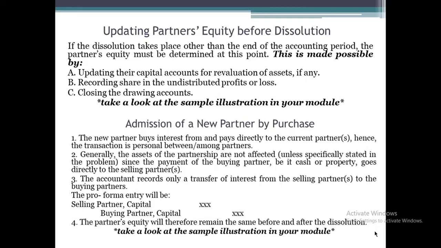Ayan. Letter C is closing the drawing accounts. Ayan. So, closing the drawing accounts, sabi nga natin is yung i-close na lahat ng withdrawal accounts ng mga partners. So, i-zero natin yung withdrawal accounts ng mga partners, ililess natin sa kanilang capital contributions or capital accounts. Ayan. So, yun. So, let's take a look at the sample illustration in your module.